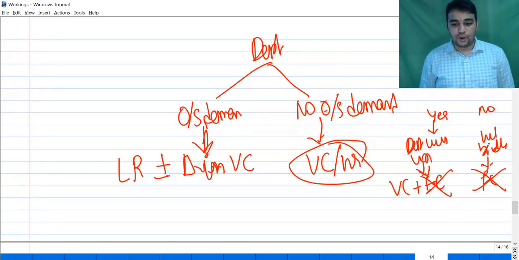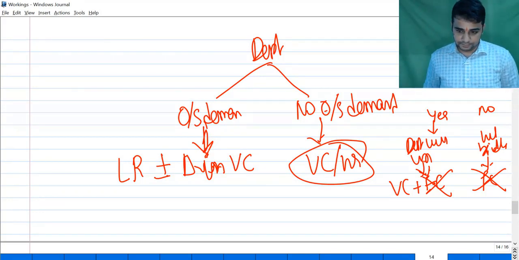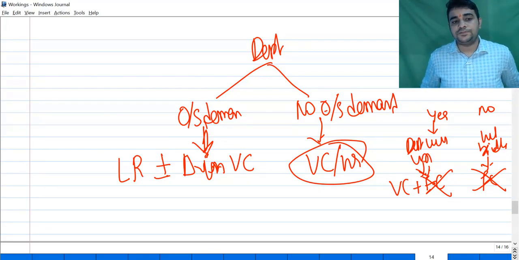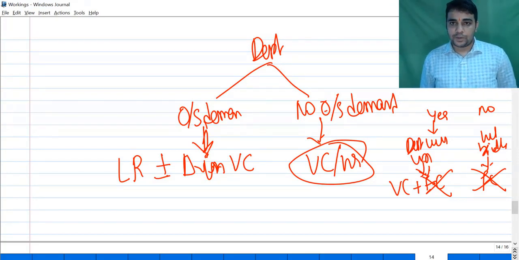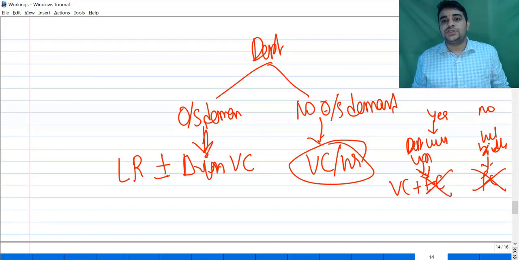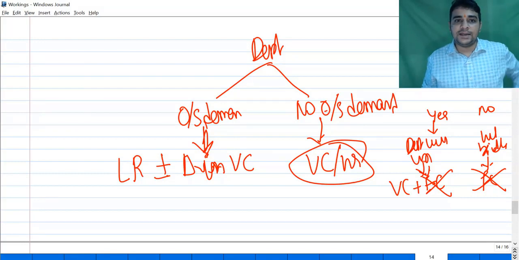Has outside demand, no outside demand. Has outside demand, put arrow mark down: lost revenue plus or minus change in variable cost. Other side, no outside demand: variable cost.